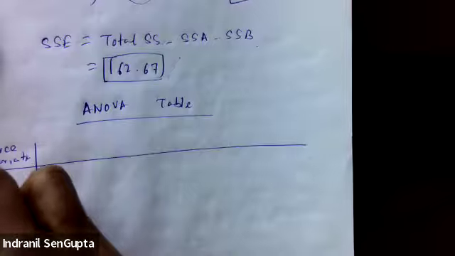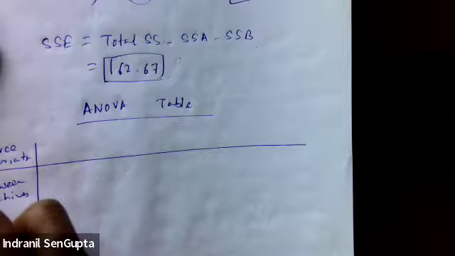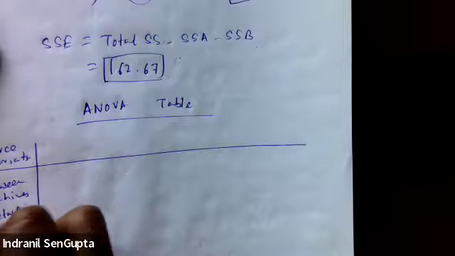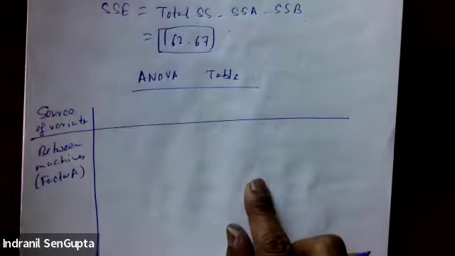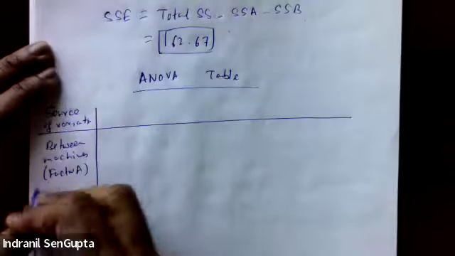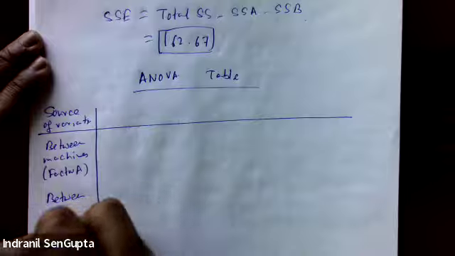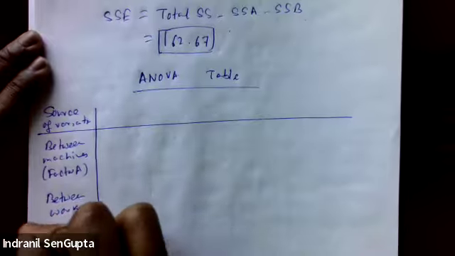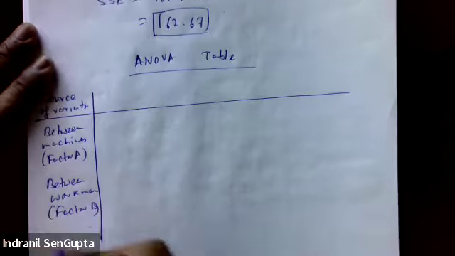So the first one is between machines. That is my factor A. The second one is between the workmen. That is factor B. And finally, we have error.